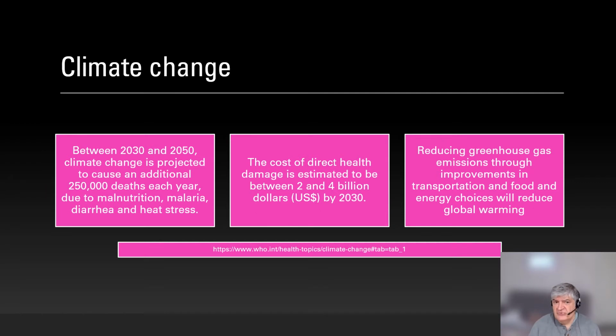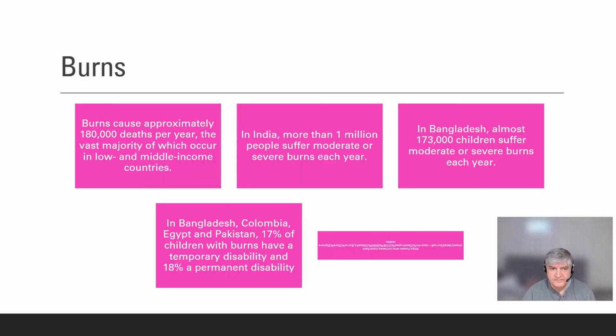Climate change. Between 2030 and 2050, climate change is projected to cause an additional 250,000 deaths each year, and the cost of direct health damage is estimated to be between $2 and $4 billion by 2030. So actions that reduce greenhouse emissions and improve the use of green sources of energy are very important actions to limit climate change.